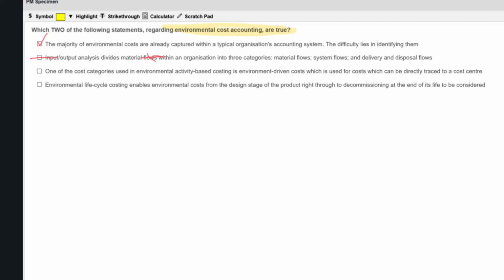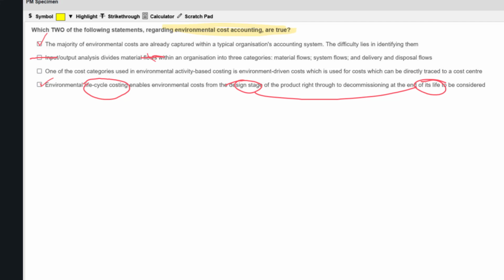Those costs are in there, but they're probably buried in the overheads, or treated as production costs. So if we dig around in our accounting systems, we can probably find those environmental costs. Now, we've got 2 more to deal with, and I'm loving this one. Life cycle costing goes with identifying costs from design to phase out. So it's 1 and 4 that are correct.